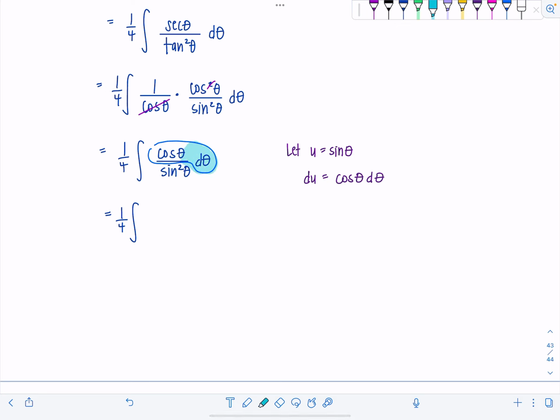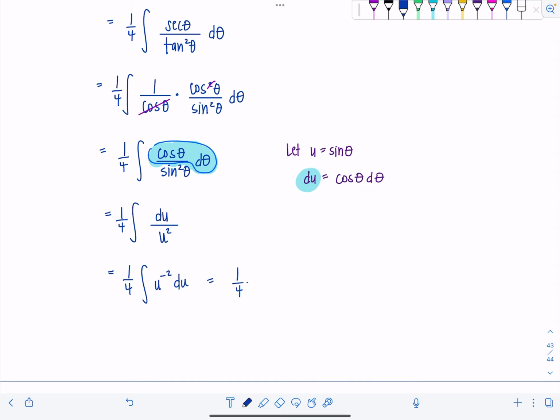This is the kidney bean. I'm going to replace it with du, love it, over sine squared theta. That's u squared now, isn't it? Okay. And voila. Just rewrite your integrand now. u to the -2nd du. You should be able to antidifferentiate this.